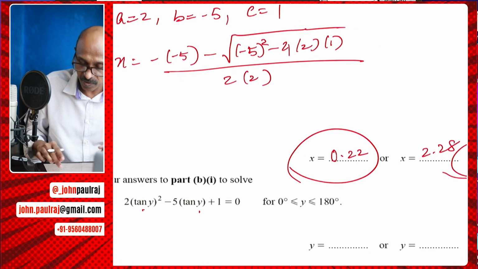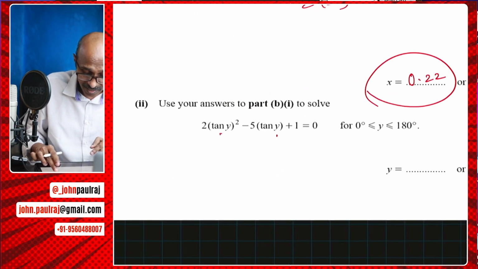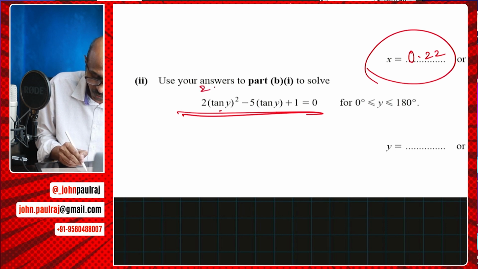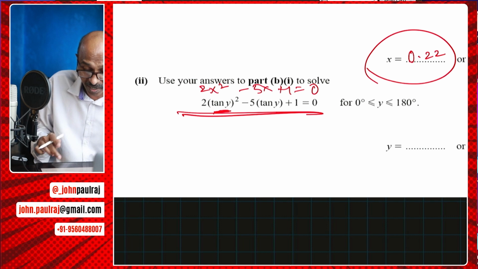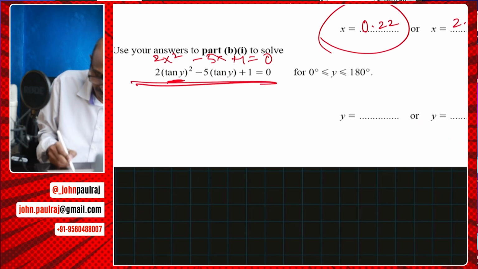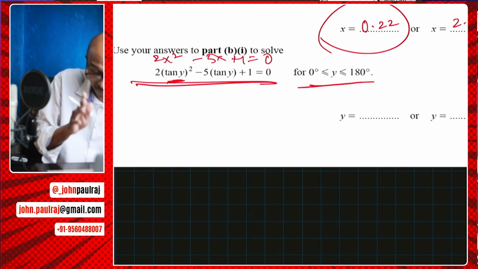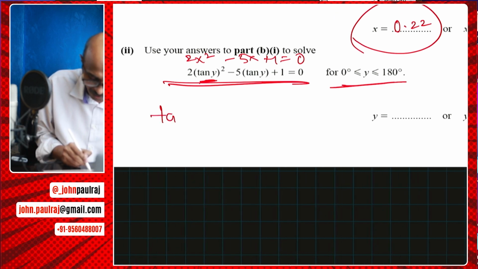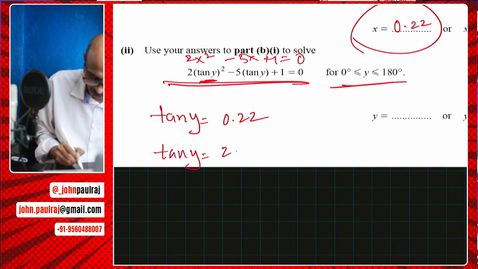All right, come back to the question. You've entered the two values of x here. Now, as I said, this is just an application of that, right? So you can see that that was 2x squared minus 5x plus 1. So the values of x you got should be the same thing for tan y. And you're solving for y now. So nice question, right? And they've given, for what y only takes those values. It's in the first and the second quadrant. That's the meaning of this, okay? So you can say tan y must be equal to 0.22 or tan y must be equal to 2.28.